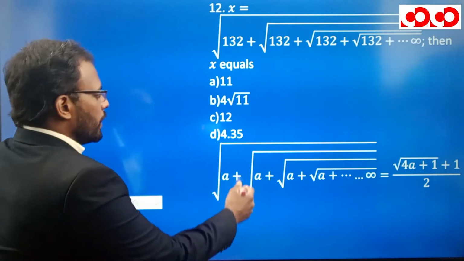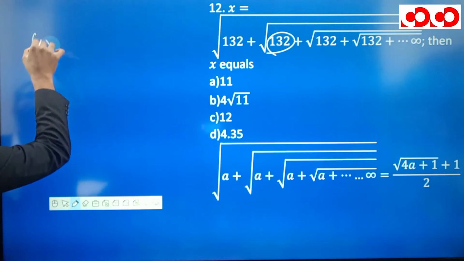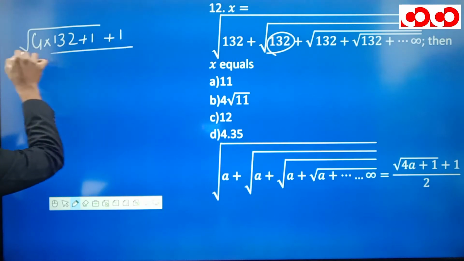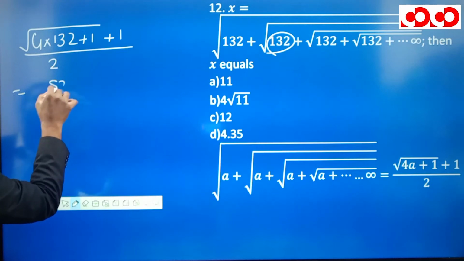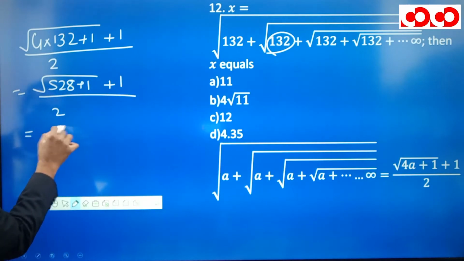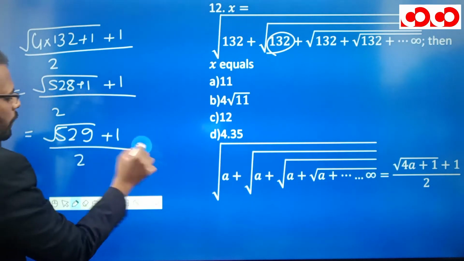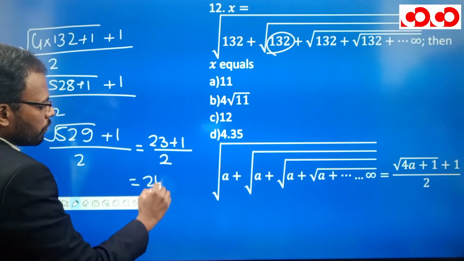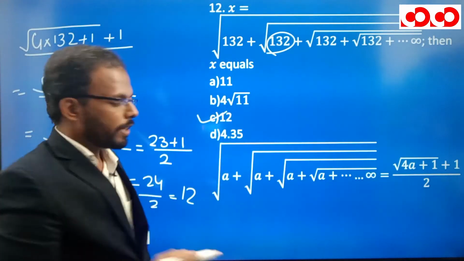If we try to solve it, we can put this 132 in this formula. We will get the square root of 4 into 132 plus 1, plus 1, divided by 2. So 4 into 132 is 528, plus 1, that is 529, and this turns out to be the square root of 529 plus 1 by 2, and this is 23, right? So we'll get 23 plus 1 by 2, which is nothing but 24 by 2, and which is equal to 12. So the answer to this question is 12, right?